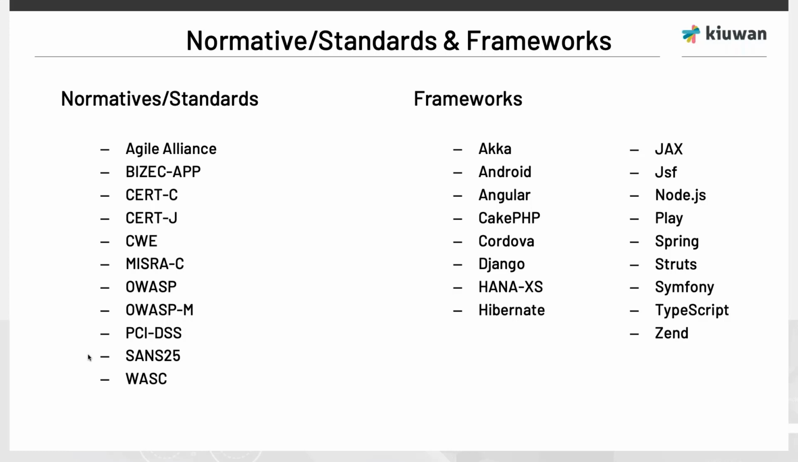Your source code is analyzed for coding patterns in the SAST models and SCA models, known to be security weaknesses or vulnerabilities. And that's as defined by the various standards and organizations that your organization may care about. So Kiuwan is aware and checks your code for normatives and frameworks like you see on the screen now. There are more than 12 standards and more than 25 frameworks.